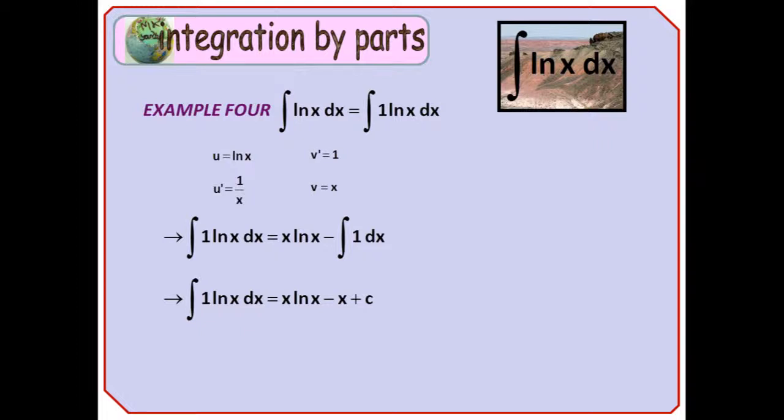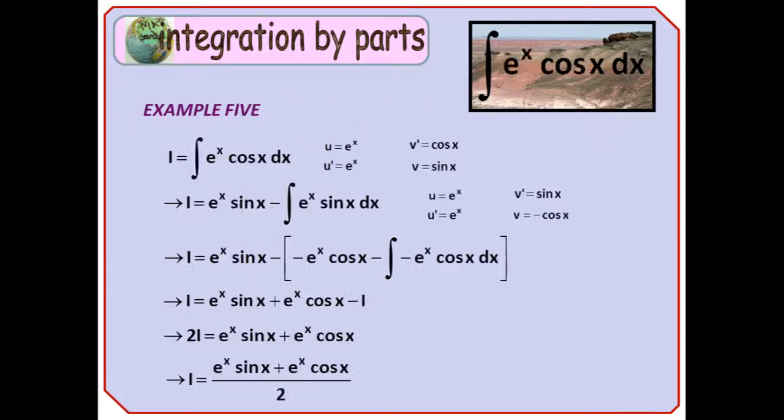Example 4 is a classic, the integral of ln x. At first glance it is only one part, but that's because we used the number 1 for the other part. U equals ln x, so u dash is 1 over x again, and v dash is 1 with v equal x. So we get x ln x minus the integral of 1, and what could be easier than that? No need to answer, it was a rhetorical question.